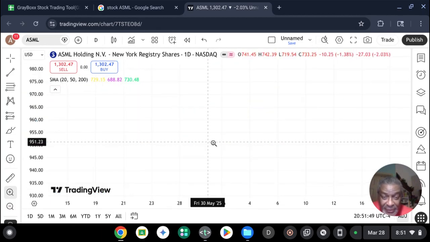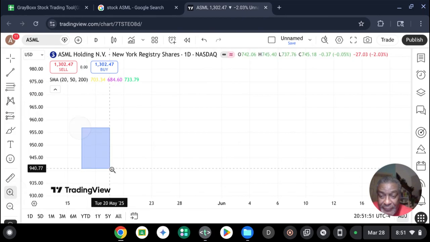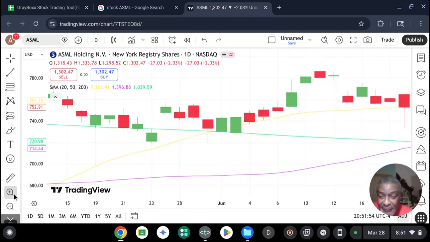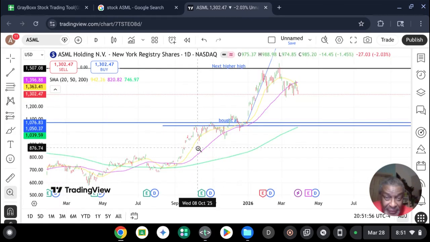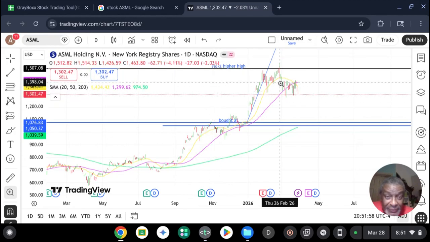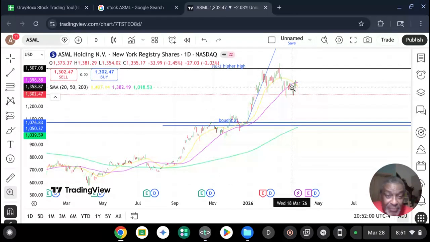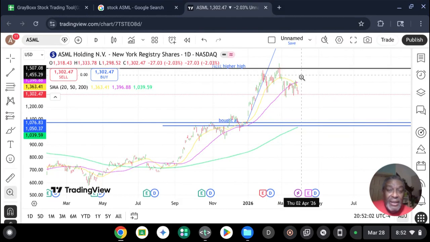And we can see where we bought it. We can see the next higher high, so it met the higher high and then fell back down. So we predicted what the next higher high was going to be. So that's just a quick tutorial of our GrayBoxx software trading tool.